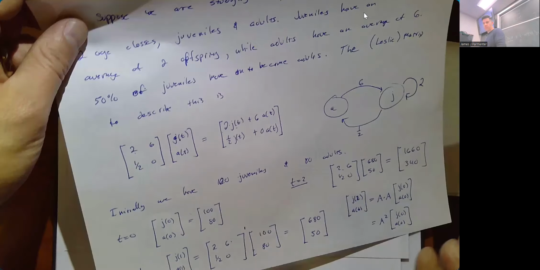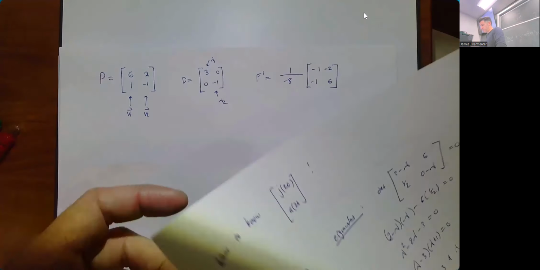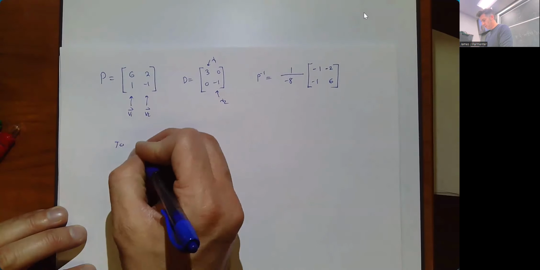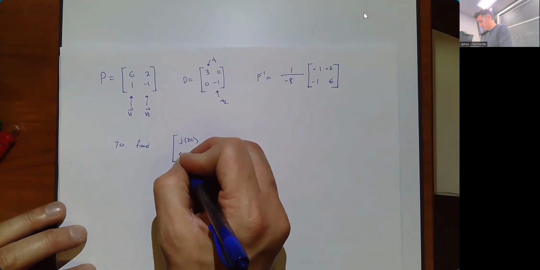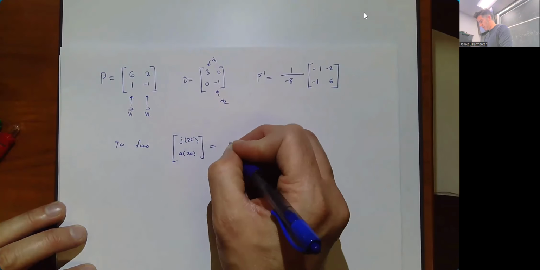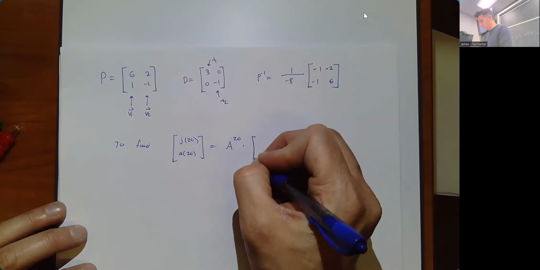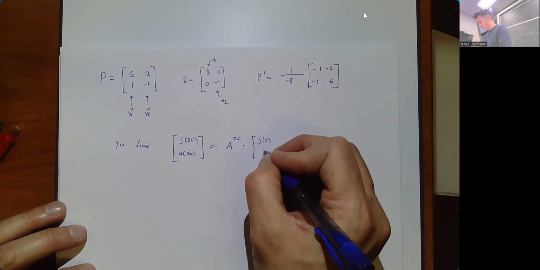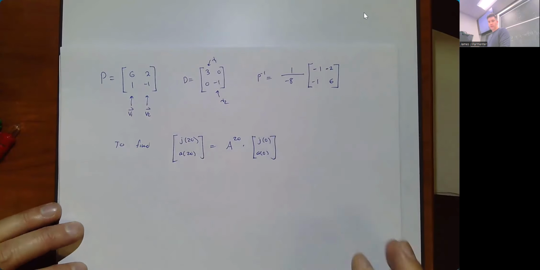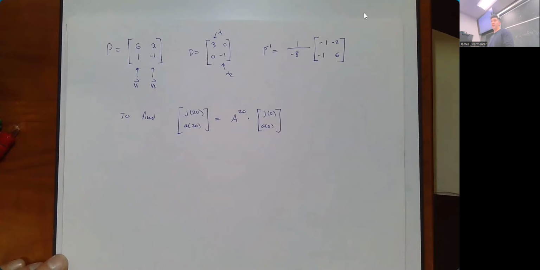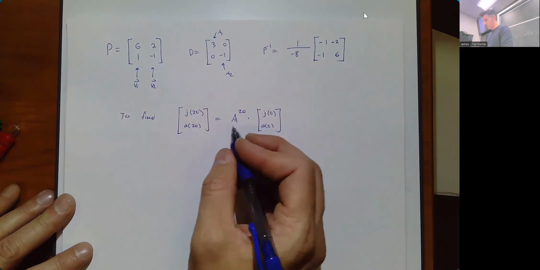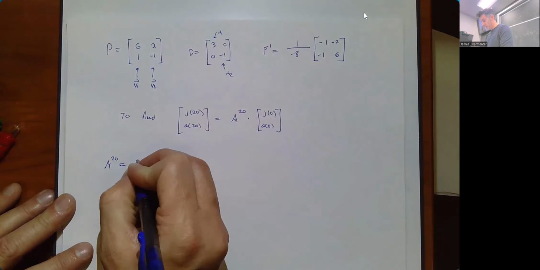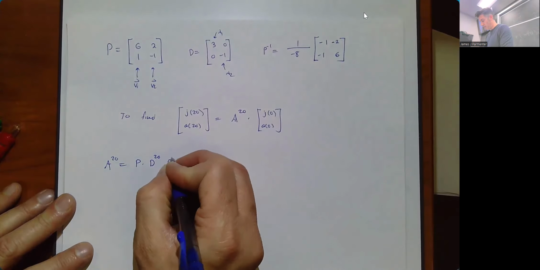So if I want to find how many adults and juveniles I have after 20 years, it's going to equal A to the 20th power times my initial conditions, J of 0, A of 0. And this is something we are totally capable of doing. The numbers are still going to be large and gross because they are, but here's what's going to happen. A to the 20th is really going to be P times D to the 20th times P inverse.